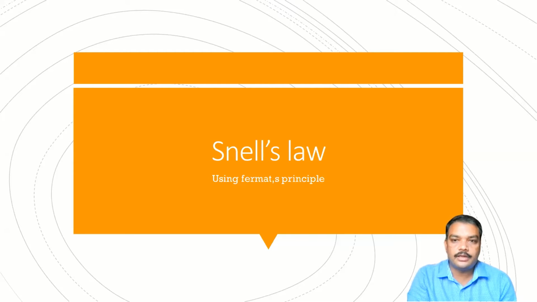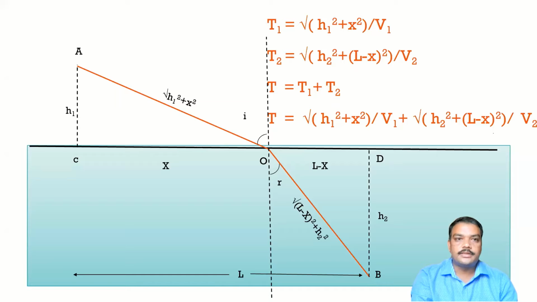Hi, let us see in this video the proof of Snell's law using Fermat's principle. Consider a light ray AO on the surface of water. It refracts along OB. AO is the incident ray, which makes an angle I with the normal at the point of incidence. OB is the refracted ray, which makes an angle R with the normal at the point of incidence O.